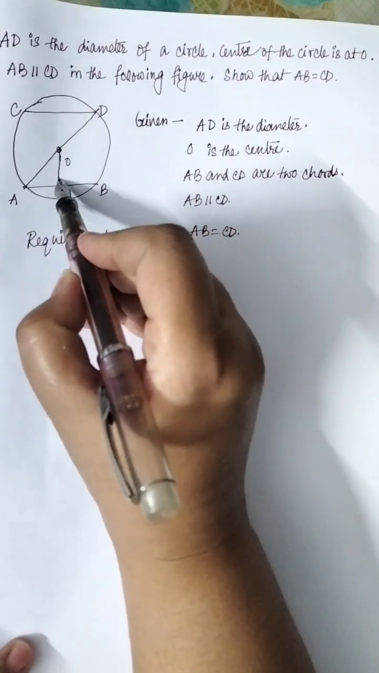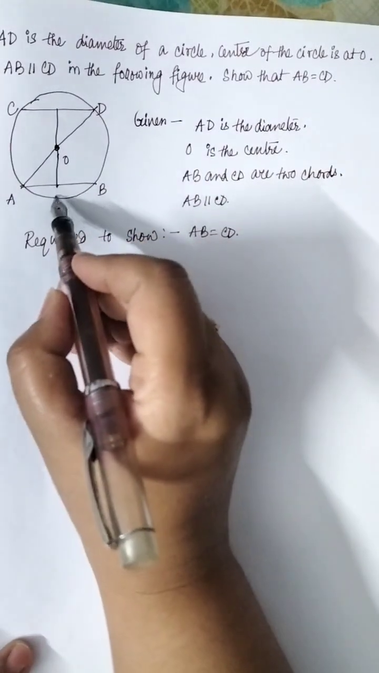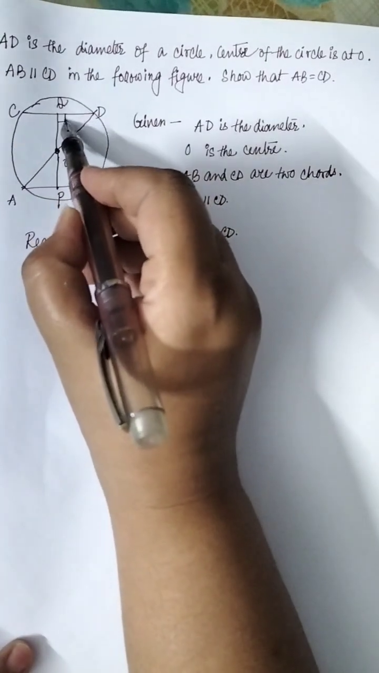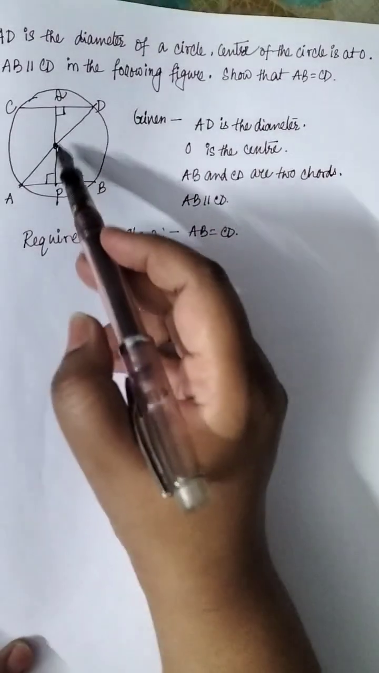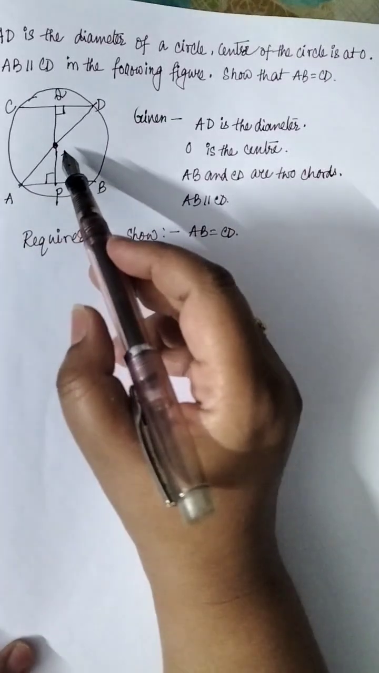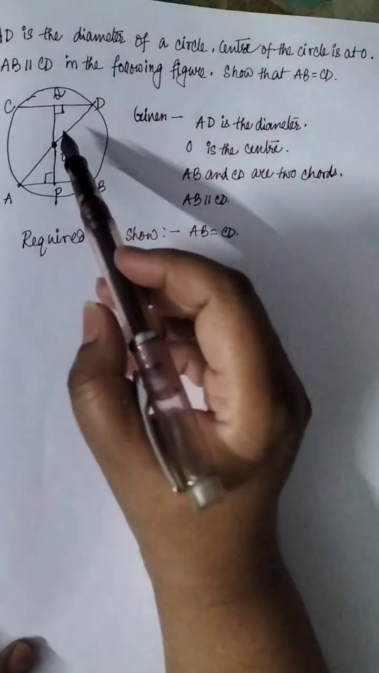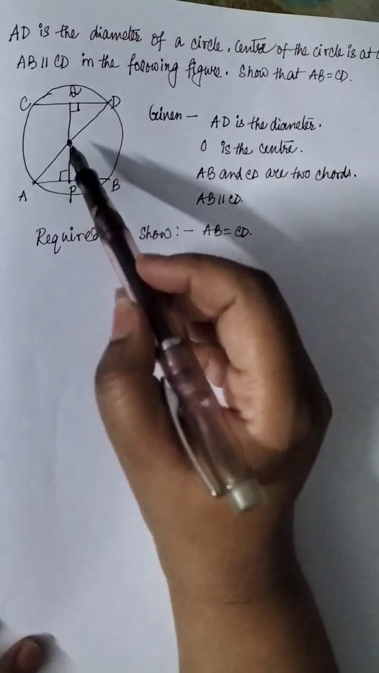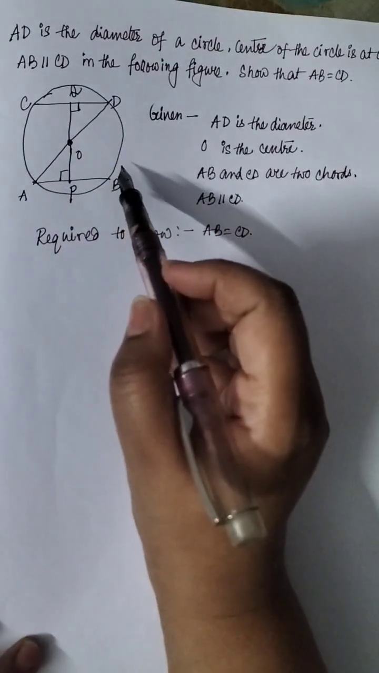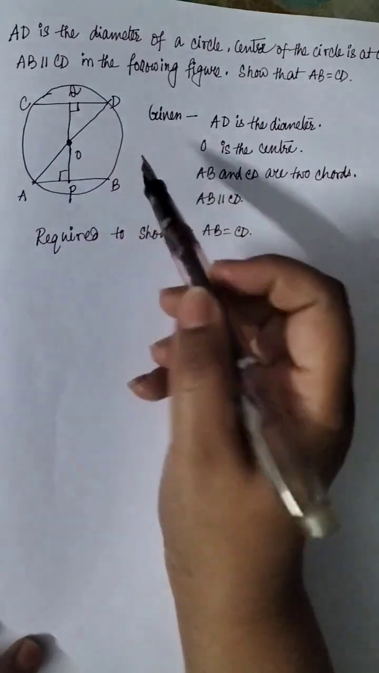Let's consider a perpendicular on the chord AB. Suppose the name of the perpendicular here is OP, and another perpendicular OQ on the chord CD. So these two perpendiculars will give us the distance of chord AB from the center and the distance of the chord CD from the center also. Now if we can show that OP and OQ are equal, then it will be proved that these chords are equidistant from the center. So from that we can conclude that the chords are of equal length. So let's try to prove it.